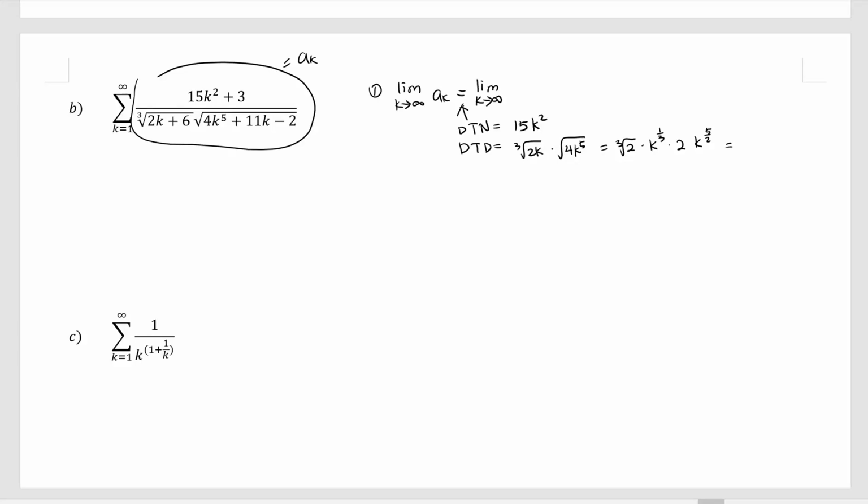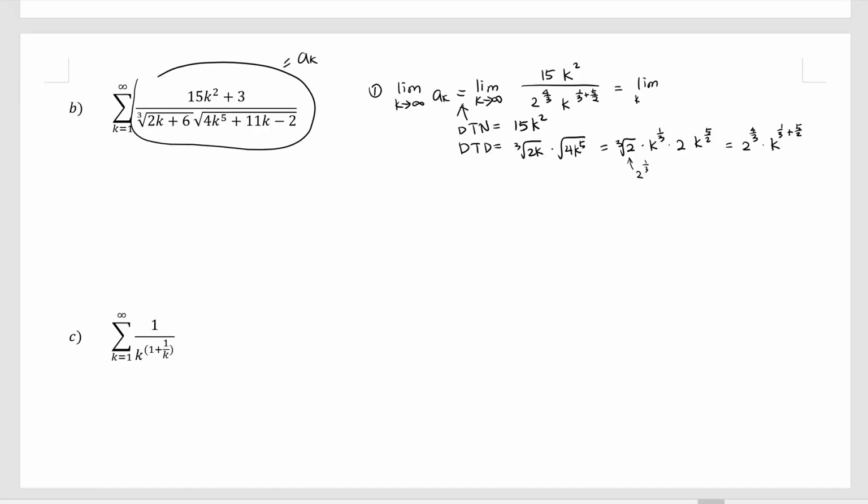We can combine the two together. So this is like 2 to the 1/3 times 2, we can actually combine them. It's 2 to the 4/3. And then we have k to the 1/3 plus 5/2. This is how we combine them. So we have 15k squared, and then here we have 2 to the 4/3, k to the 1/3 plus 5/2.